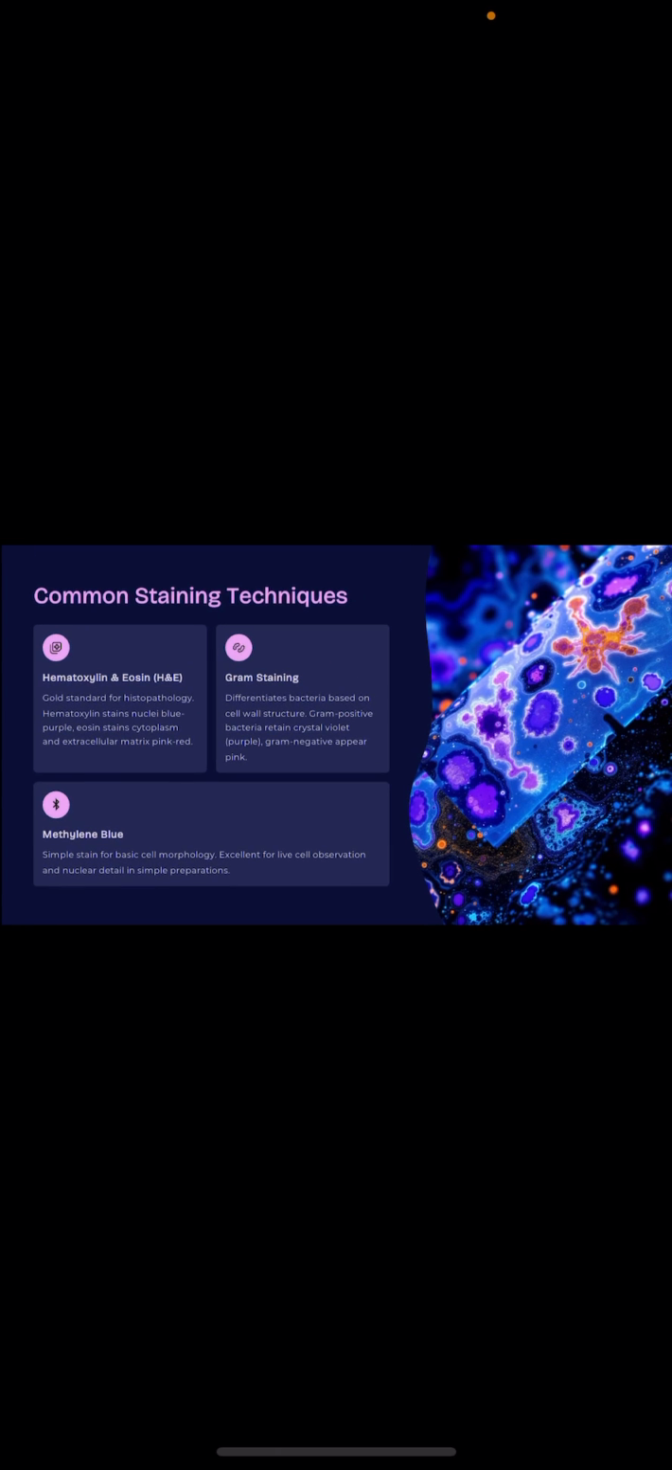Then there is methylene blue. It is a simple stain for basic cell morphology, excellent for live cell observation and nuclear details in simple preparations. So yeah, methylene blue is commonly used to observe the cell morphology of simple cellular tissue under a microscope.